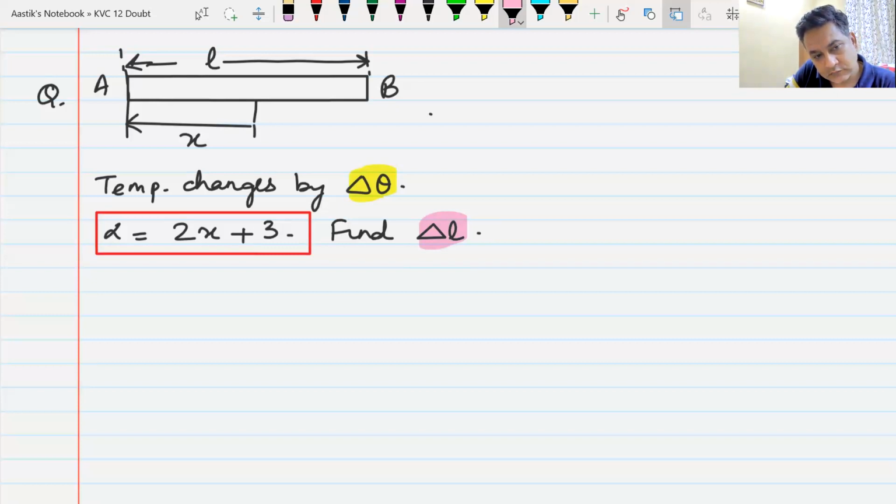L square plus 3L into delta theta into L. Okay, but the question that you have given cannot be done now because we have just done expansion of solids. It also has liquid, so we can't do it right now. Okay.